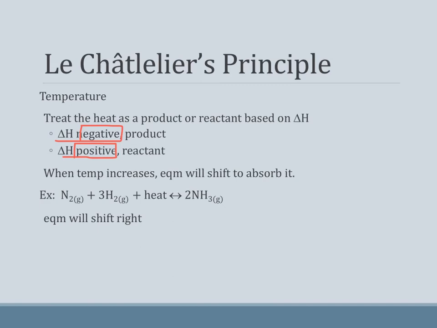When you change the heat, looking at it with Le Chatelier's principle, you're going to just shift to absorb it or reform it, just like we did with the changes in concentrations. So in this case, we have heat over here as a reactant. If we increase the temperature, we know that we're going to shift toward the right to reduce the amount of heat that's there.